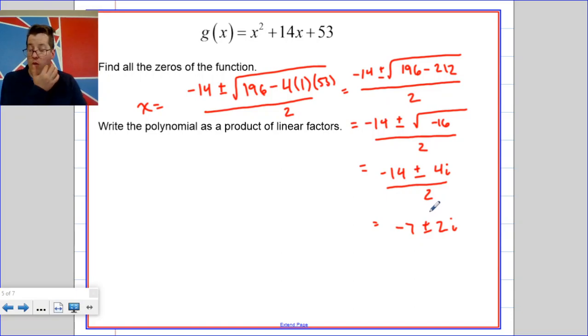Okay, there are other ways to do that. But as soon as you have your zeros, you can get factors really easily. This doesn't take any extra work or anything like that.